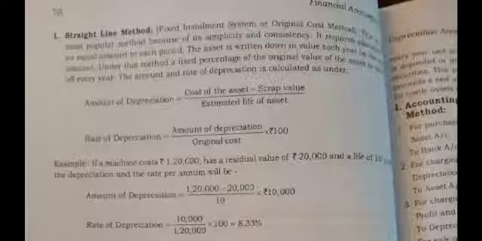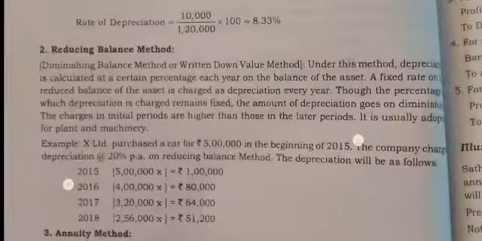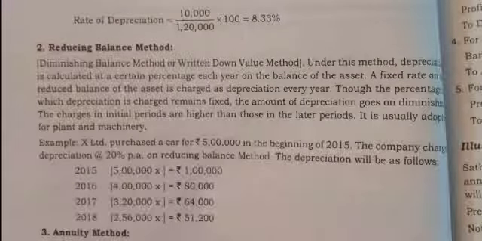Okay, so next we move on to another method called the written down method, also called the reducing balance method, and also the diminishing balance method. Under this method, whatever depreciation we deduct from the asset in the first year, for the remaining amount we calculate the depreciation for the next year. For example, in the current year the cost of the machinery is 1 lakh, and the depreciation is 10,000. So 1 lakh minus 10,000, 90,000 rupees is the remaining amount.